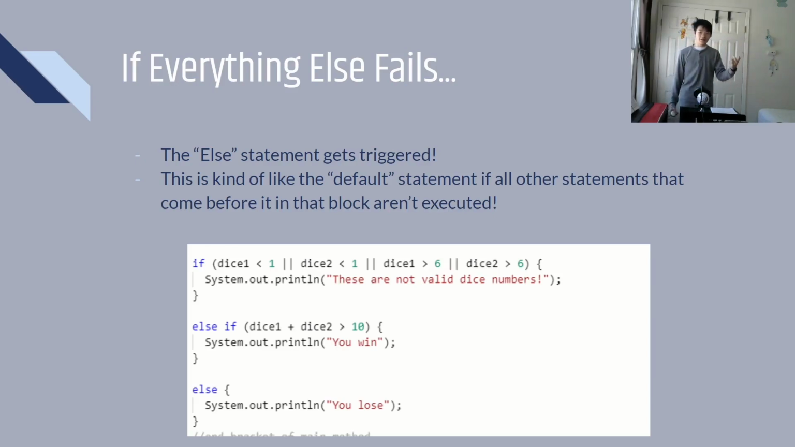If the dice numbers are not valid, then print out they're not valid. Now, that statement is false. Let's say we have dice 1 being 3 and dice 2 being 4. Then we go into the else if statement, because the first if statement was false. Now the second one is else if dice 1 plus dice 2 is greater than 10. Well, if dice 1 is 1 and dice 2 is 4, it won't be true, because 1 plus 4 is not greater than 10. So it'll go to the else statement, and it'll say you lose. So the else statement basically is there if all other situations fail. Now, just like the else if statement, you don't need an else statement. So you don't always have to put it in there, but if you need it, it is there.